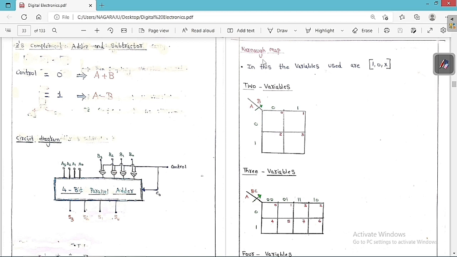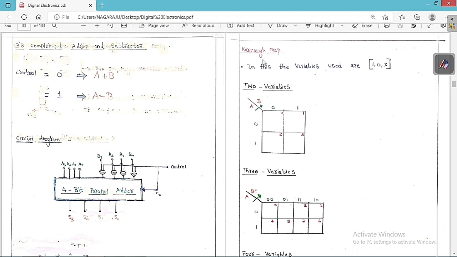So now we will discuss the Karnaugh map. What is this Karnaugh map? It is very simple. In the Karnaugh map, the values we are going to use are 1, 0, and don't care. These are the three values, and only these three are used in the Karnaugh map.